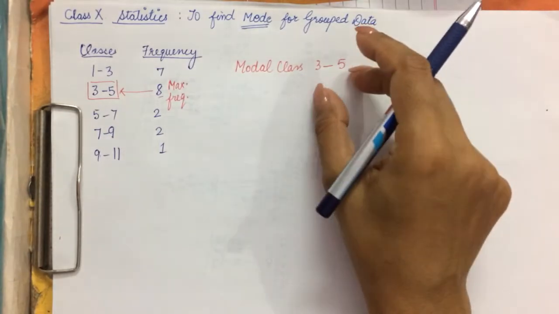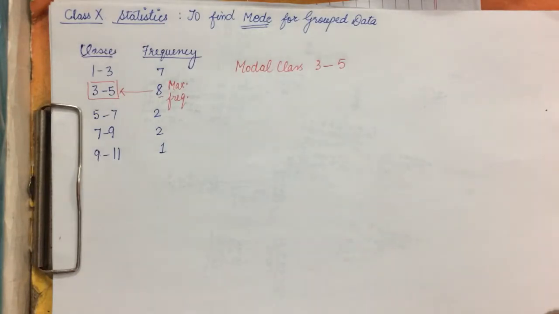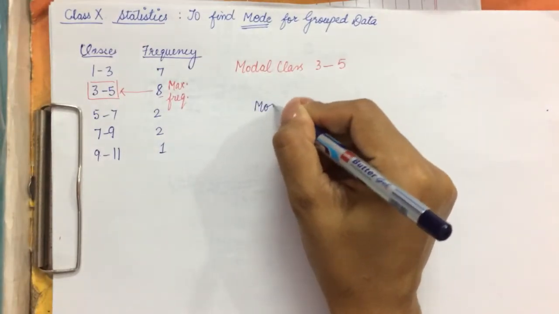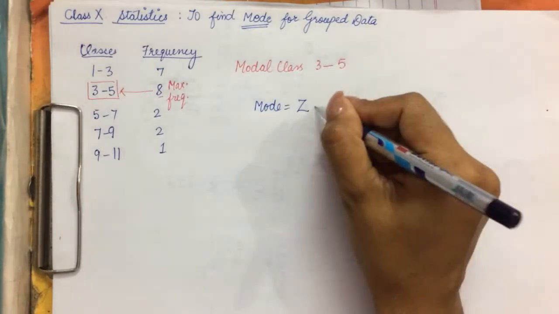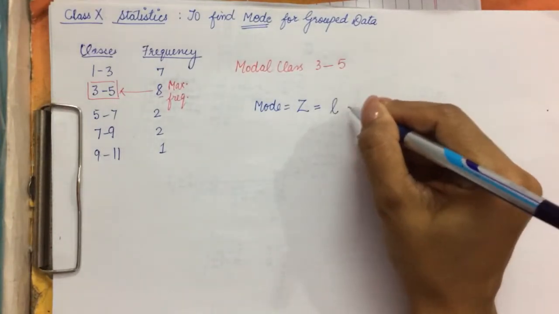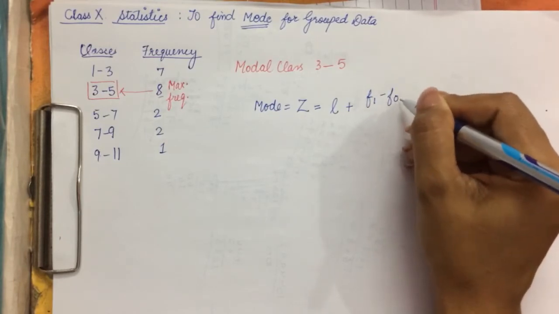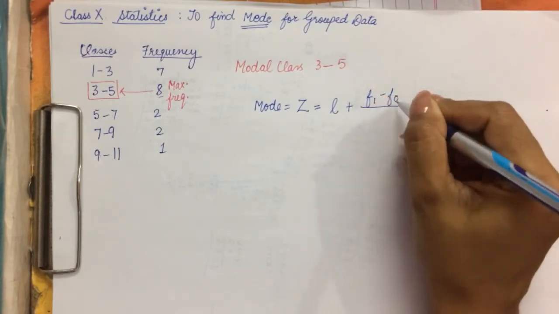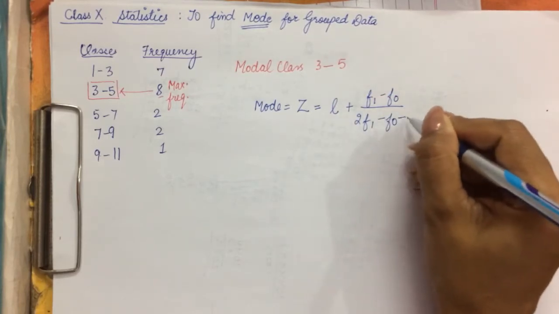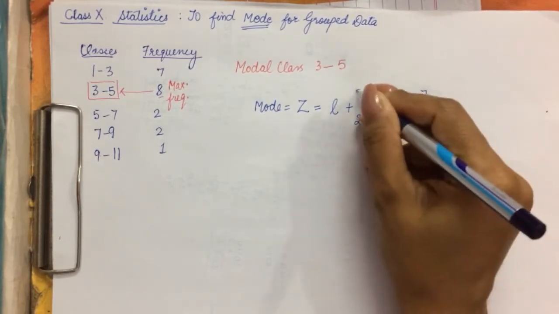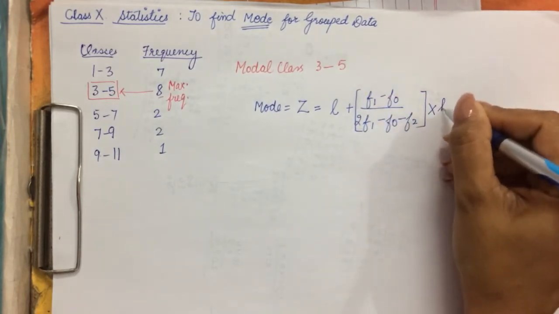Once you have the modal class, you have to apply the formula for the mode to find out your answer. Now mode is represented by the letter Z, and it is given by L plus (F1 minus F0) over (2 times F1 minus F0 minus F2), and this fraction is to be multiplied with H.